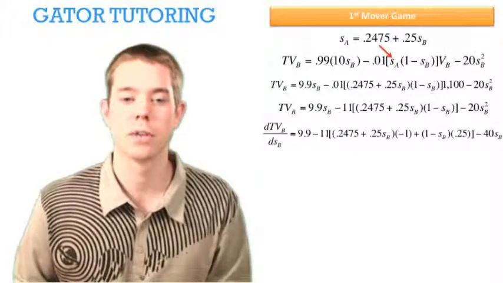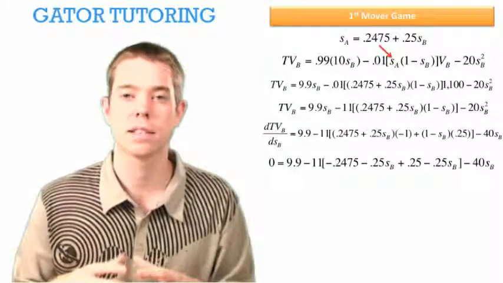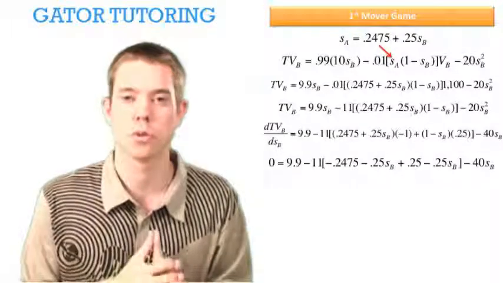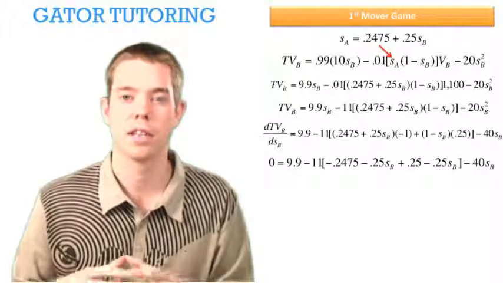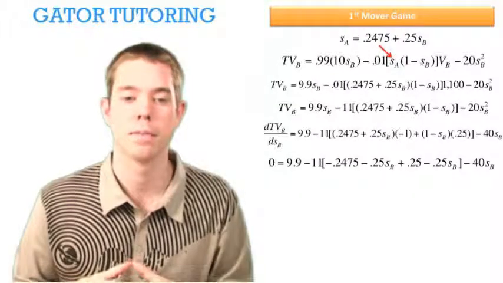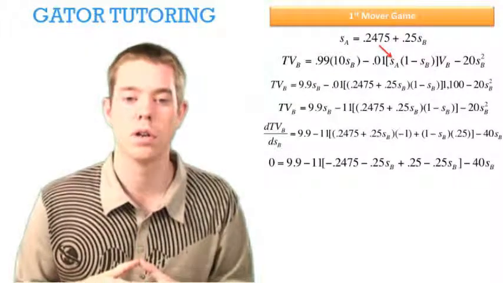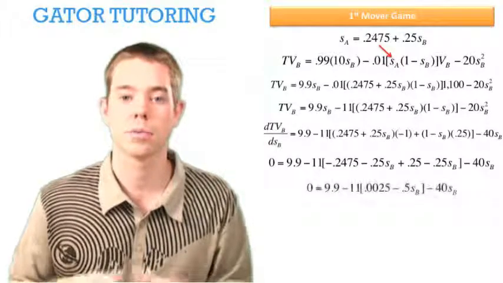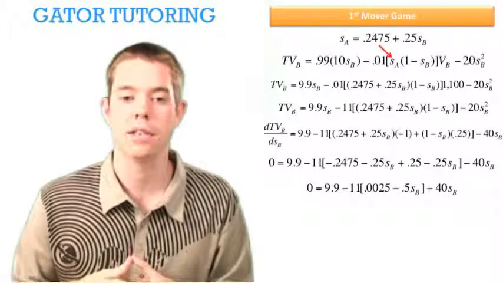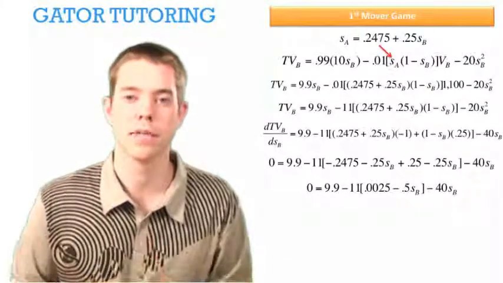So now that we've done that derivative, we want to simplify inside the brackets. We're not going to distribute through that negative 11 because that just is going to confuse things. So first we want to simplify inside the brackets as best as we can. We distribute through that negative 1, and we distribute through that 0.25. We can combine like terms within the brackets, and now it's easy enough to distribute through that negative 11.